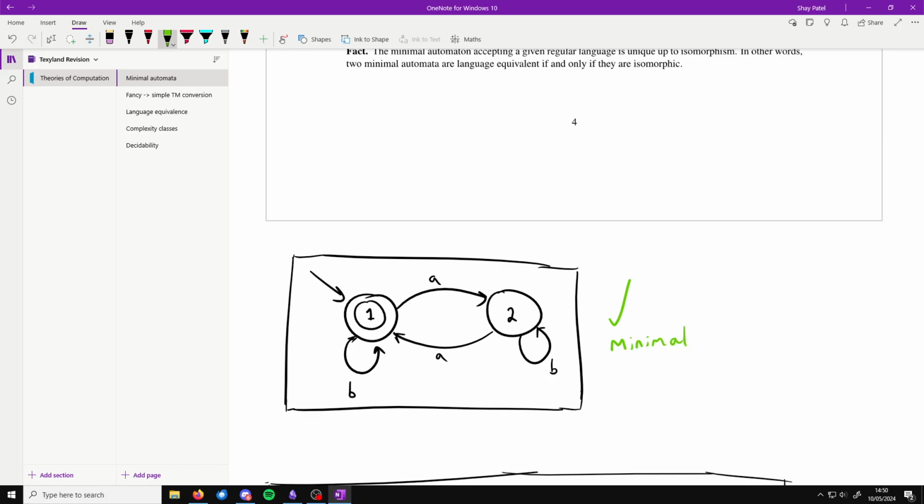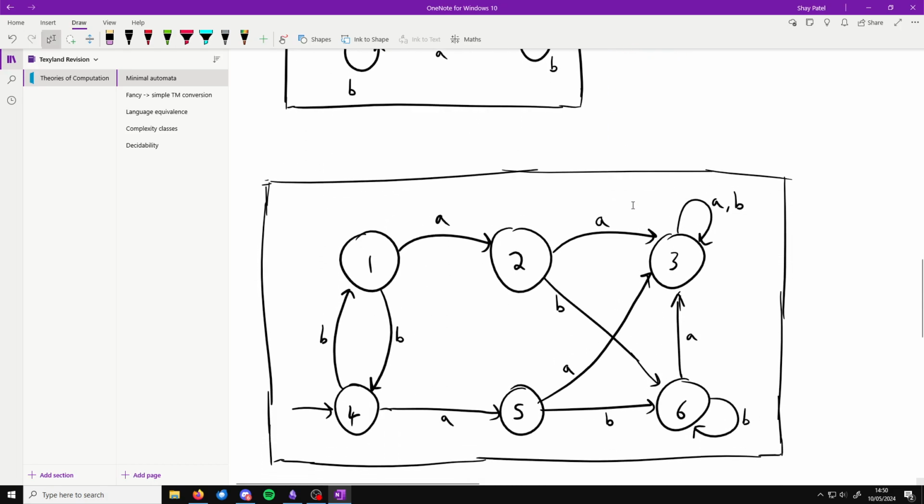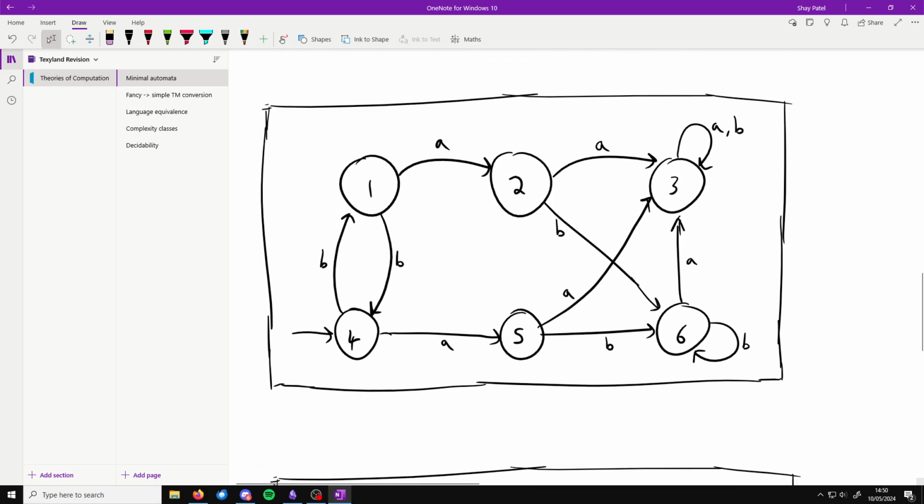Okay, let's take a look at another one. This is a slightly bigger one. Is this a minimal automata? One sec, let's make this an accepting state. Okay. Is this a minimal automata? Okay, so we've got a message in chat saying no because 5 and 2 are identical. And that's right, so 2 and 5 both accept the exact same words. So if 2 accepts something like AA, 5 will also accept AA. If 2 accepts BA, 5 will also accept BA. So both of these states are equivalent in that sense.